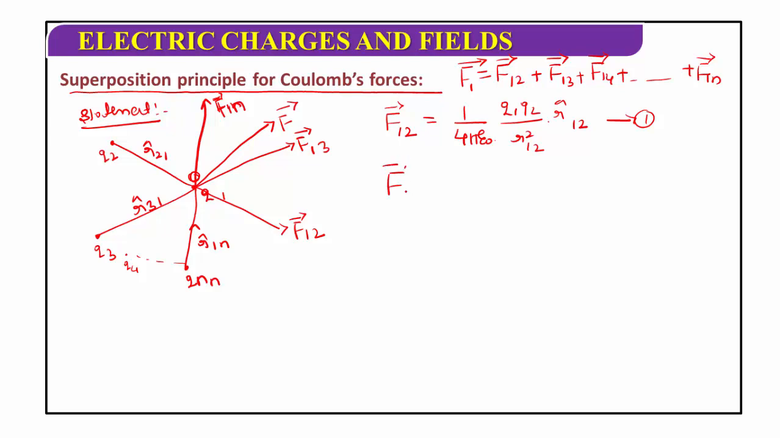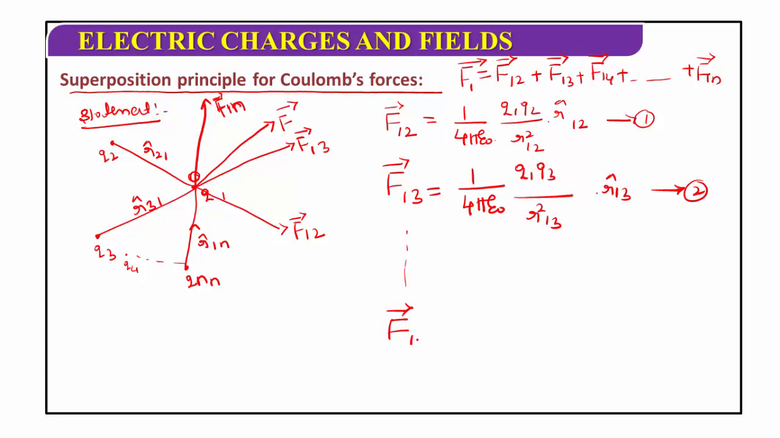Like that, force acting on the charge q1 due to q3, that is F13, is equal to 1 divided by 4 pi epsilon naught q1 into q3 divided by r square 13 into unit vector r13. This is equation number 2. Like that, the force acting on the charge q1 due to the nth charge is equal to 1 divided by 4 pi epsilon naught q1 into qn divided by r square 1n into unit vector r1n. This is equation number 3.